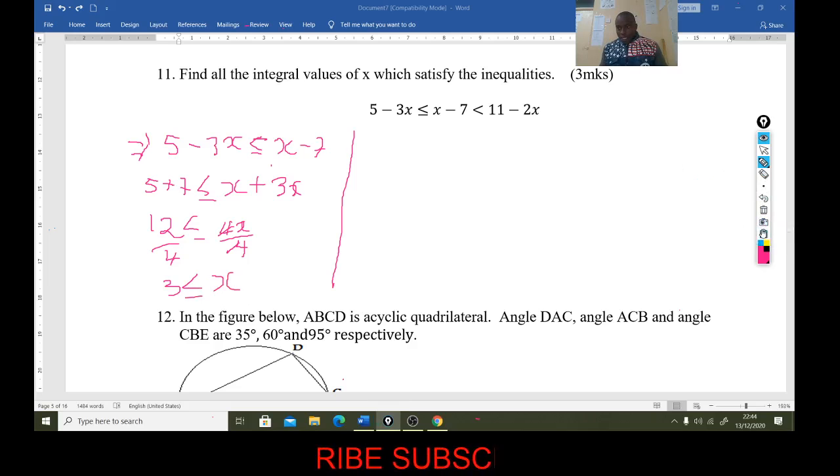Then the other part, remember you solve them in two parts. The other part I can use now this and this one. I'll ensure that in this other part, the x will be on the left side, so that the number becomes on the right side. So it is x minus 7 is just less than 11 minus 2x.